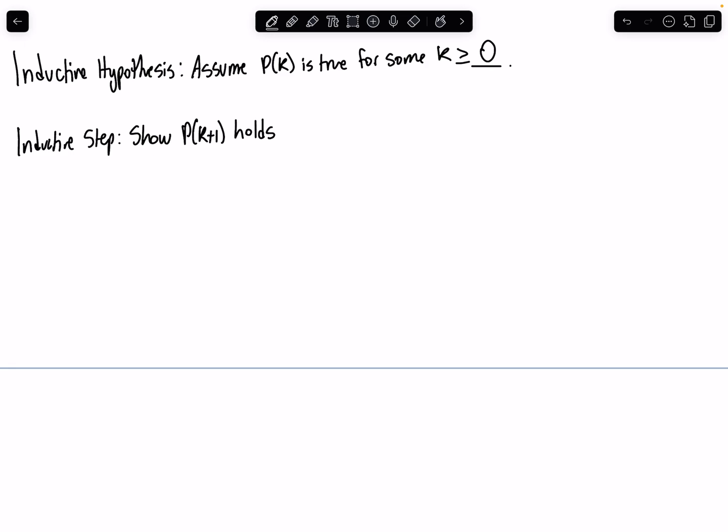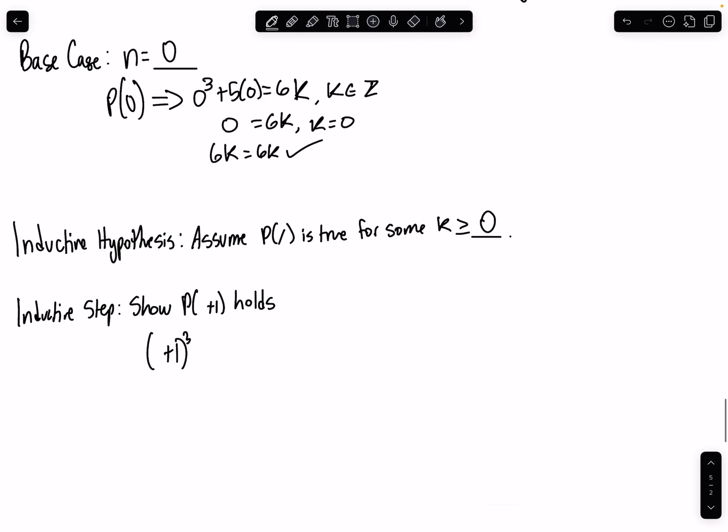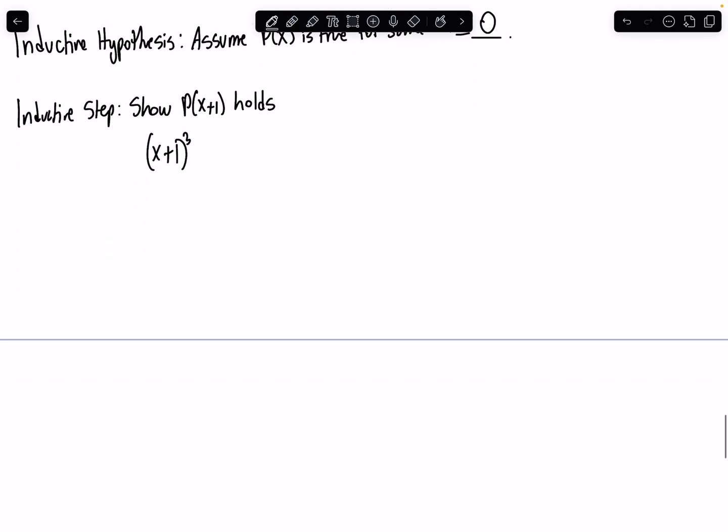So how are we going to show that P of k plus 1 holds? First, again, we plug it in. k plus 1 cubed. You know what? I'm going to replace this variable. Normally I use k, but because I used k as the indicator of it being a multiple, I'm going to use a different variable here. Let's use x. So x plus 1 cubed plus 5 times x plus 1 equals 6k.